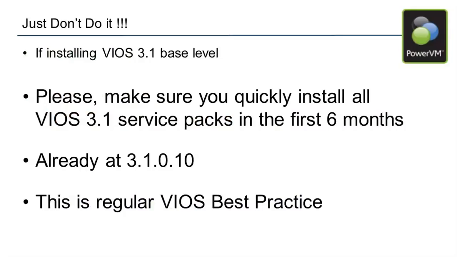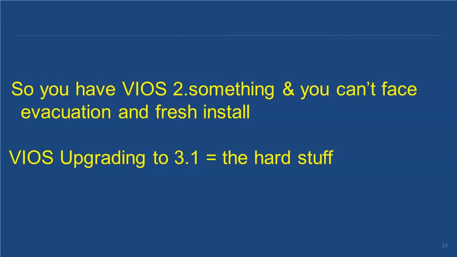Just if you do take your 3.1 and install it, then just a reminder that in the first couple of months of a new release, there tends to be some service packs come out to cover little bugs that we find along the way. So do watch out for those if you just go to 3.1.0.0. Already there's a 3.1.0.10. That's a service pack. That's a very minor upgrade. It's nice and quick. Okay, that's just regular best practice for your VIOS server.